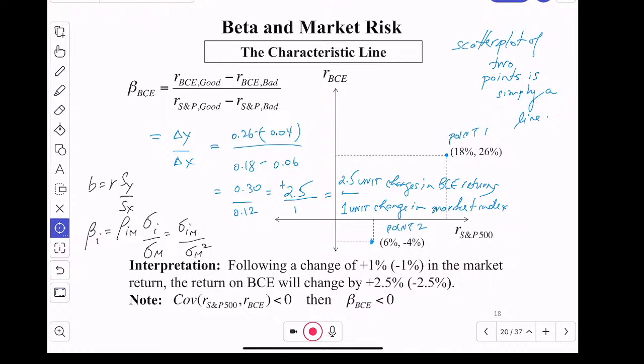So if the correlation is negative, the slope is negative. If the covariance is negative, the slope is negative. Right? So that's the point here.